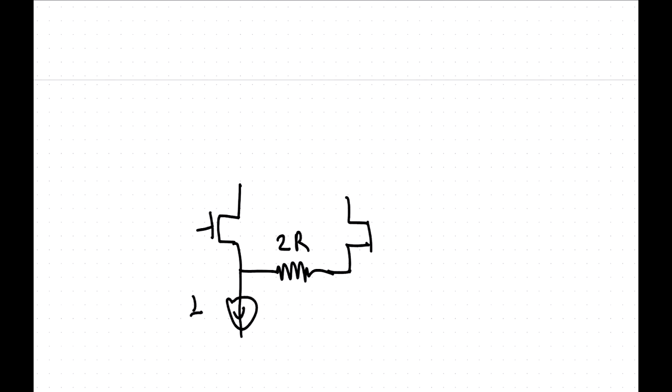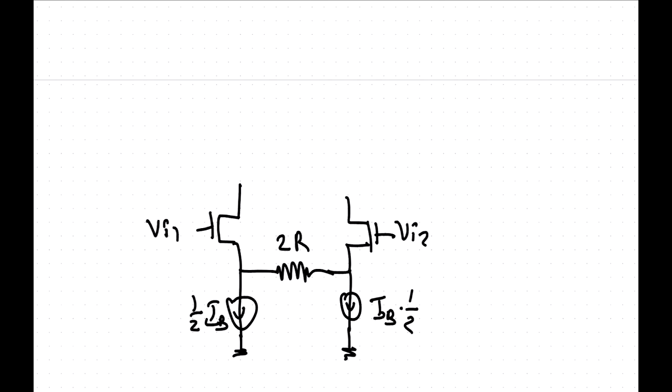Let me just draw it again. So we've got the two resistors here. Let's call it 2R, like that. And then we have half the bias current here, and half the bias current over here. So this is essentially the same circuit, except that now if the two input voltages are the same, there's going to be 0 volts across the resistor, and all the bias current flows in that. So this has a better input range.